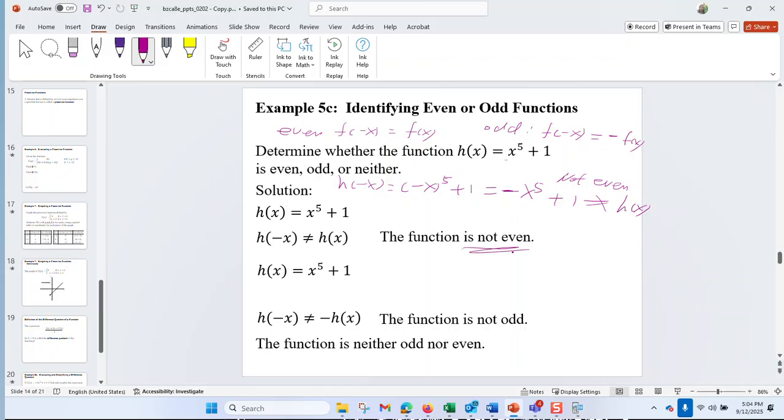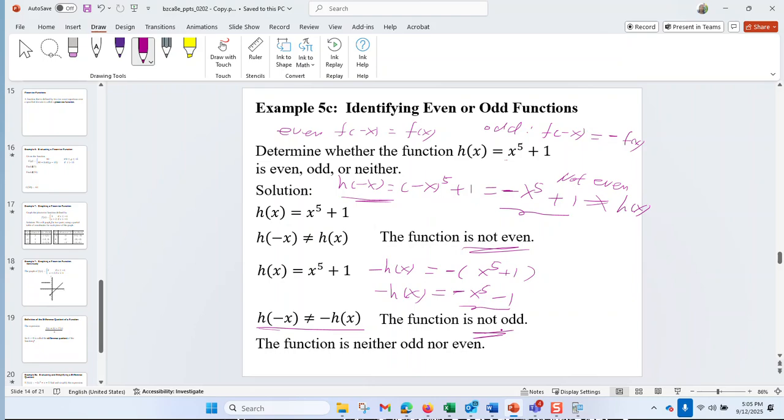Alright, is this an odd function? Well, we have to calculate the negative h of x, using negative times the entire h of x. Then I distribute and get rid of parentheses. So this is my negative h of x, and my h of negative x is this one. Are these two equal? Not quite. One is plus 1, one is minus 1. So that means h of negative x is not equal to negative h of x. So this is not odd either.